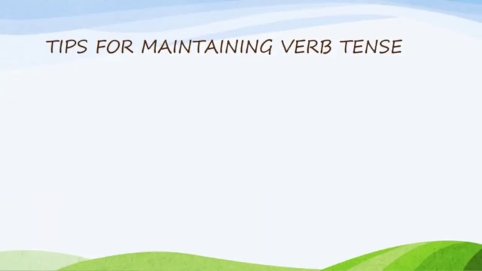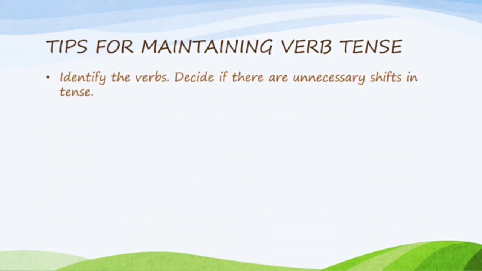Let us look at a basic tip which says identify the verbs. Decide if there are unnecessary shifts in the tense. So that's one method. If you are going to eradicate inconsistencies, you have to identify the verbs and you see how those verbs work in a sentence.